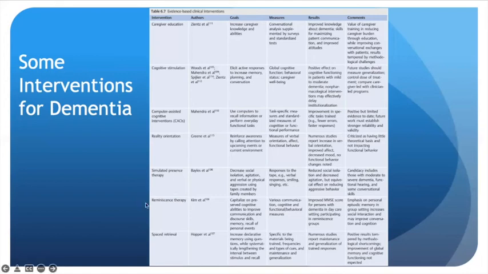Simulated presence therapy, reminiscence therapy, this is a good one, where this oftentimes will utilize a memory book. And I've done this many times with many different patients, where you create a memory book, and this also includes photos of family and vacations, favorite memories, favorite people. And so you can spend some time reminiscing about past friends and past events. That's a great one. And then, of course, spaced retrieval.